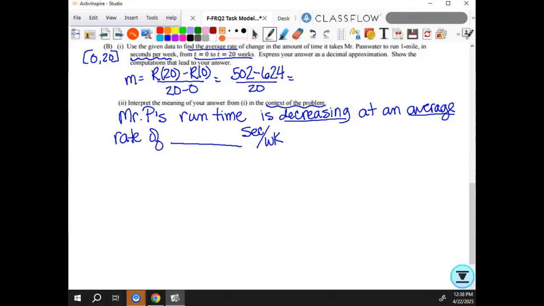Now, is his runtime always decreasing by that amount? No. And we only know it's an average from what we did from t equals 0 to t equals 20 weeks. So those things that I have underlined are really important pieces of it that can obviously change question to question, but increasing or decreasing, make sure you use the word average and make sure you say what time period we're talking about here, okay? Everybody good so far? All right, so let's go back and get the rest of our points.